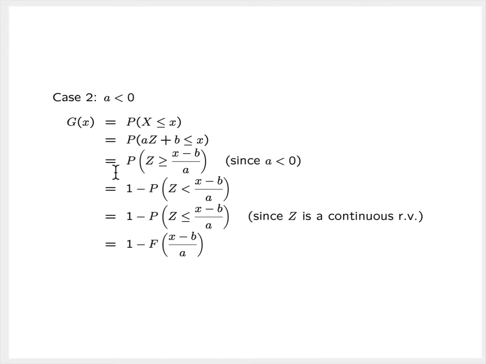Now, by the complement rule, we can rewrite this probability as 1 minus the probability that Z is strictly less than (x minus b) over a. And because Z is a continuous random variable, remember, in that case we can change the inequality from strict to non-strict. We want to do that because this probability is just the CDF of Z evaluated at (x minus b) over a. So again, we have the CDF of X expressed in terms of the CDF of Z, but in a slightly different way because in this case a is negative.